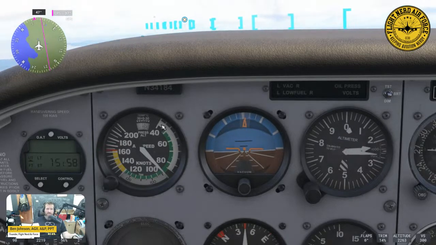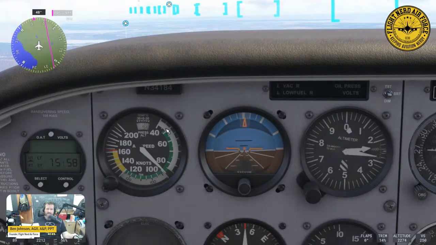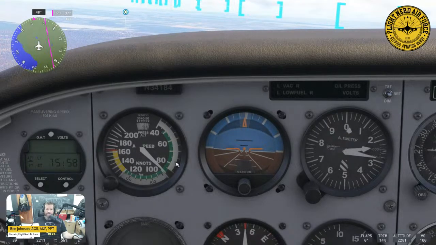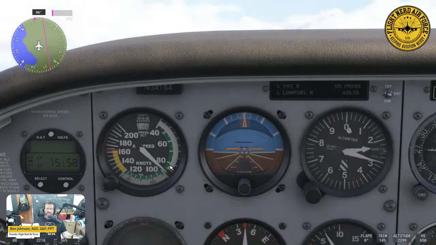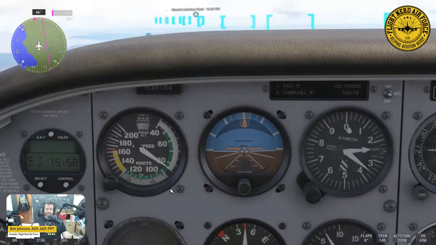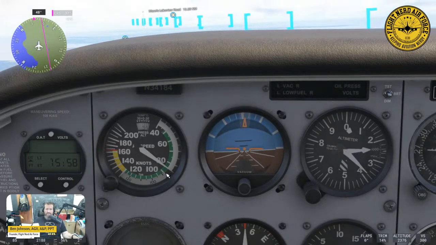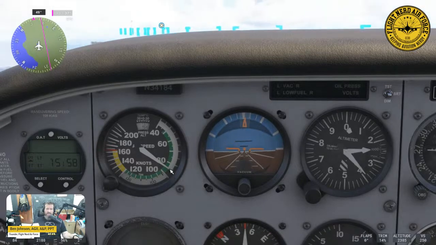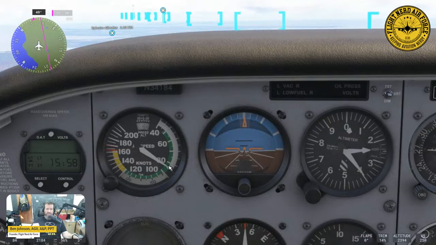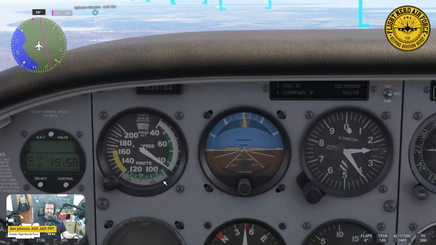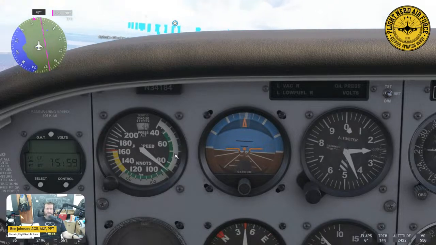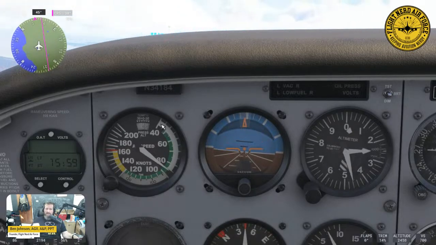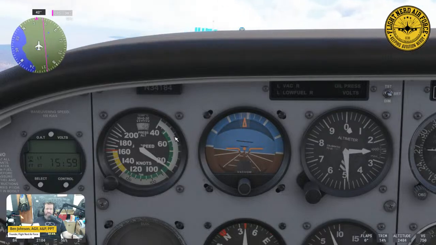Now, the white arc is the flaps operation range here. If you're going to have the flaps down on this Cessna 172, this is the range that you can safely operate the flaps without doing damage to them. I have the flaps up right now, but if I had them down, I would want to be very careful because my airspeed is very close to the top of the arc on the flaps range here.